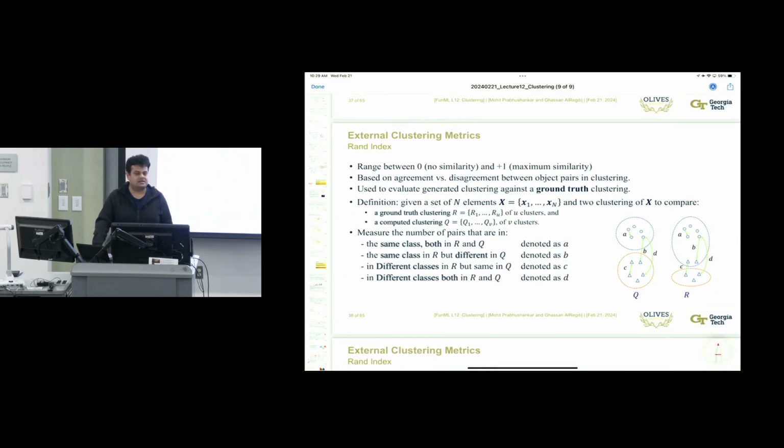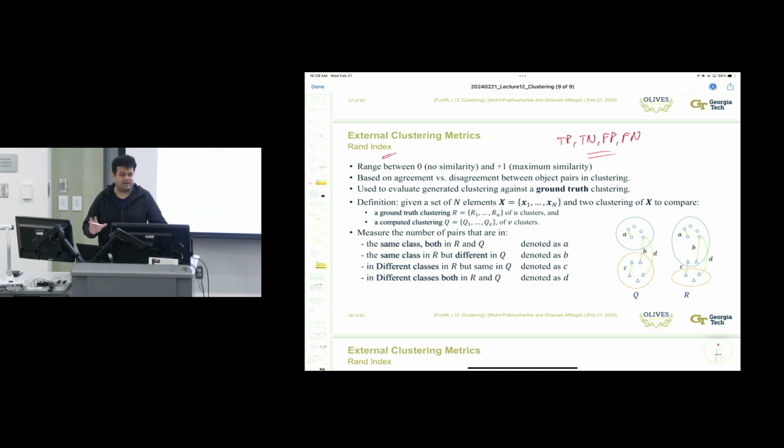Next are the external clustering metrics, where we are now assuming the existence of ground truth. If we have the existence of ground truth, now we can go back and say TP, TN, FP, and FN, right? So these are the 4 metrics that we'll be using in order to calculate something called a Rand index, which is an external clustering metric.